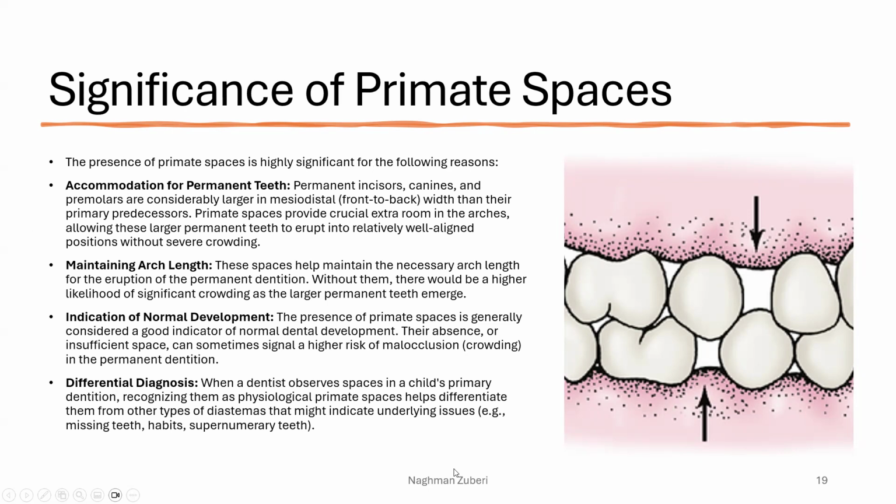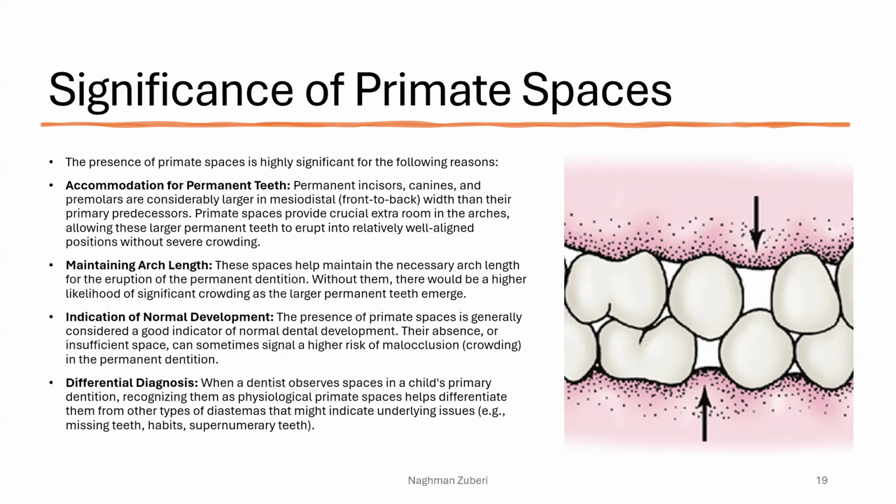Accommodation for permanent teeth. Permanent incisors, canines, and premolars are considerably larger in mesiodistal width than their primary predecessors. Primate spaces provide crucial extra room in the arches, allowing these larger permanent teeth to erupt into relatively well-aligned positions without severe crowding. Maintaining the arch length: these spaces help maintain the necessary arch length for the eruption of the permanent dentition. Without them, there would be a higher likelihood of significant crowding as the larger permanent teeth emerge. Indication of normal development: the presence of primate spaces is generally considered a good indicator of normal dental development.